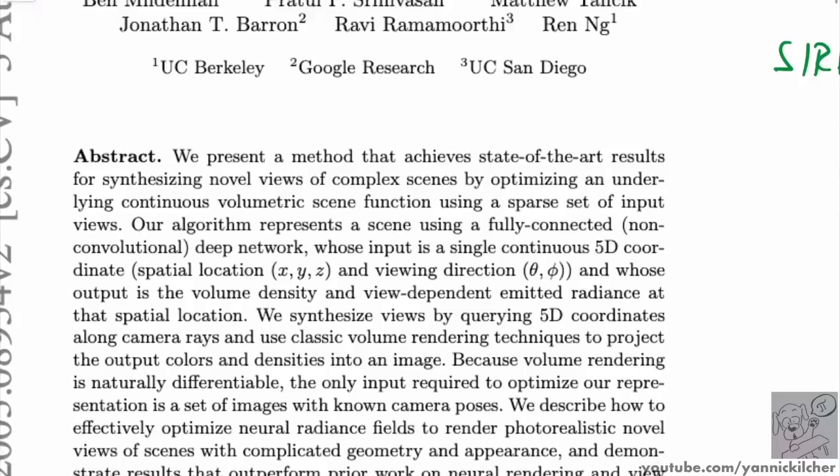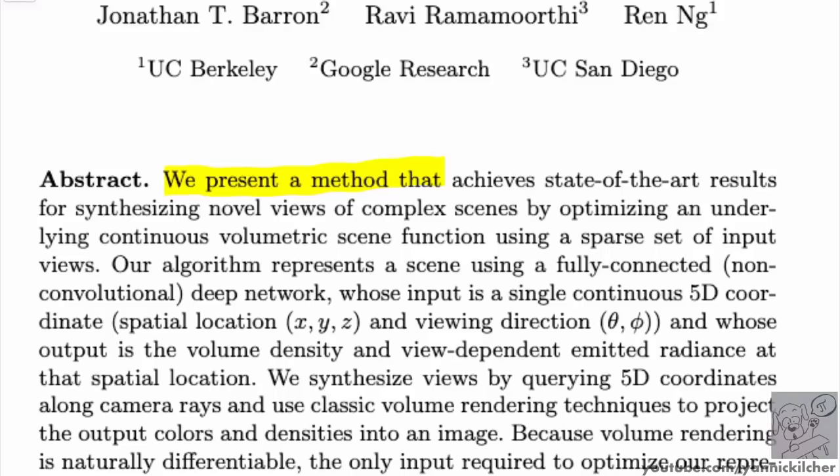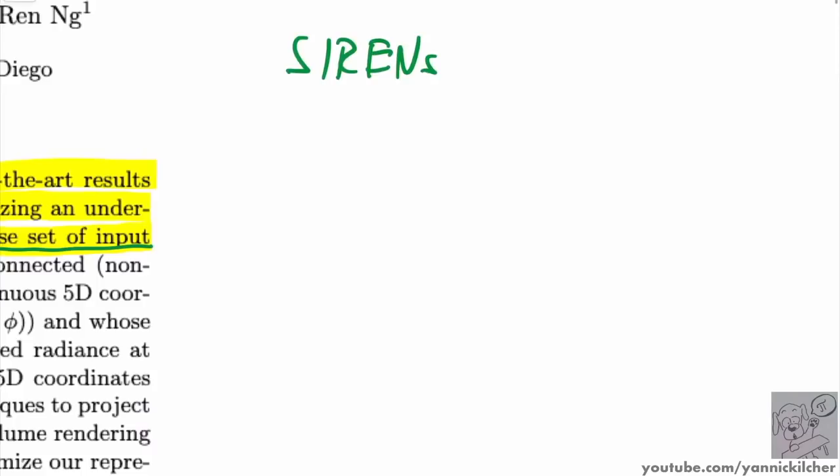We present a method that achieves state-of-the-art results for synthesizing novel views of complex scenes by optimizing an underlying continuous volumetric scene function using a sparse set of input views. So the task description is the view synthesis, right? Synthesizing novel views. Also, you're given a sparse set of input views. So you have a scene, let's say you have a tree or something like this. So here is a tree.